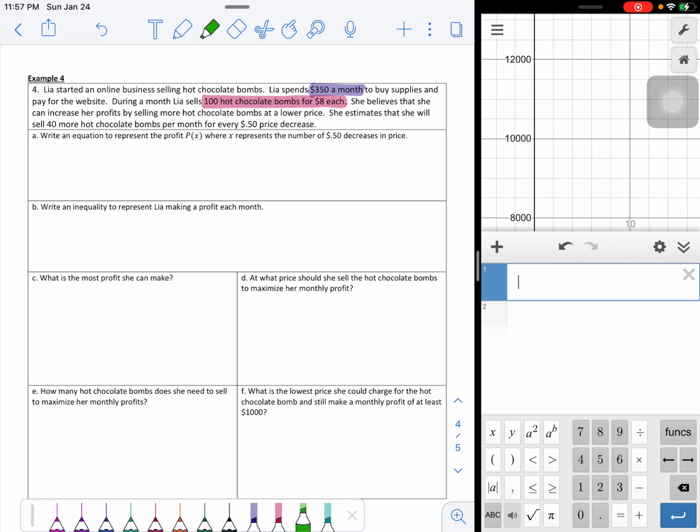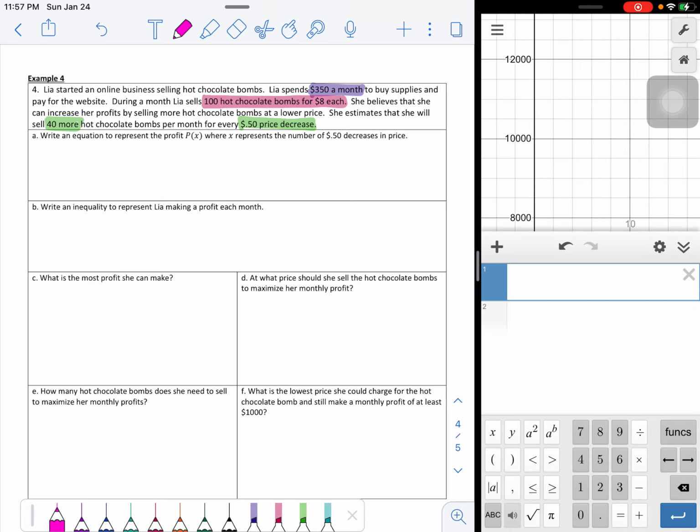Okay. She believes that she can increase her profits by selling more hot chocolate bombs at a lower price. She estimates that she will sell 40 more per month for every 50-cent price decrease. All right, write an equation to represent profits.